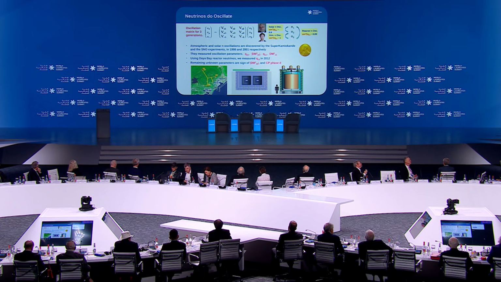We see that in the past, 20 years ago, in 1998 and 2001, atmospheric neutrinos and solar neutrinos were discovered, and they measured the neutrino mixing parameters and also got the Nobel Prize. So Art is sitting in this room.